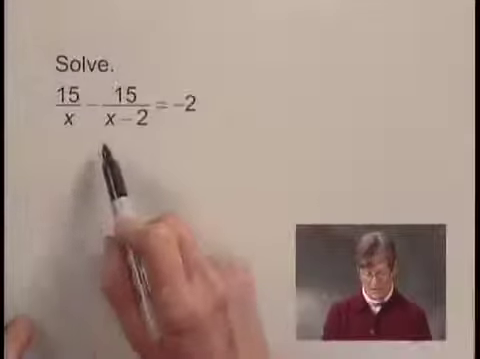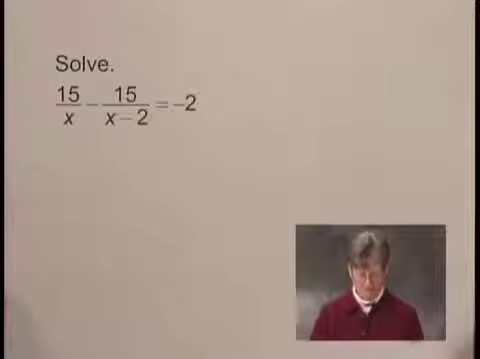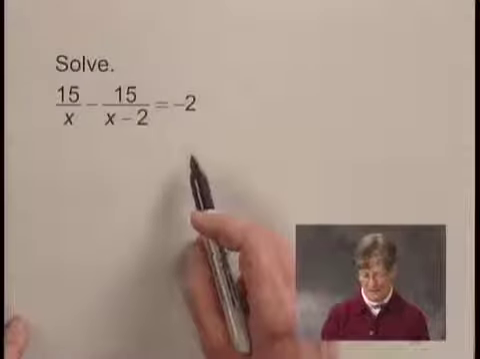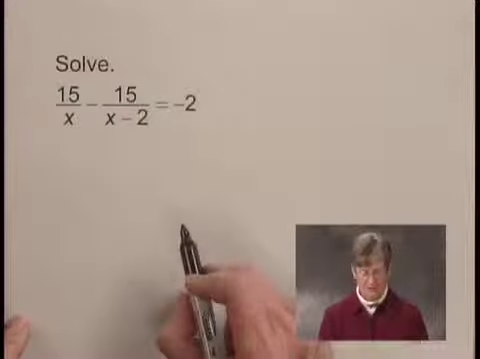We'll solve the rational equation 15 over x minus 15 over x minus 2 equals negative 2. Now the first thing that I want to do in solving this equation is to multiply on both sides by something that eliminates the denominators. And what I'll multiply by is the least common multiple of the denominators.